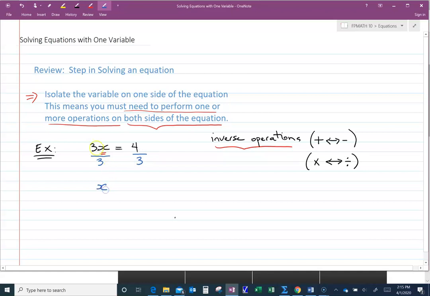And in this case, 3 divided by 3 is 1, so x becomes isolated, and 4 divided by 3, there's no need for a calculator or anything like that. 4/3, this is a beautiful number, just let it be, and this is the answer.